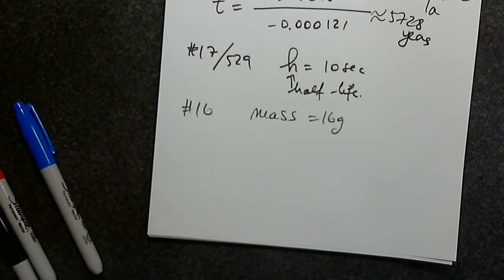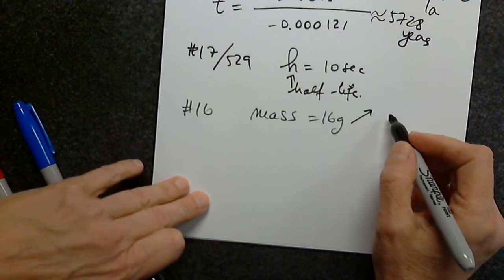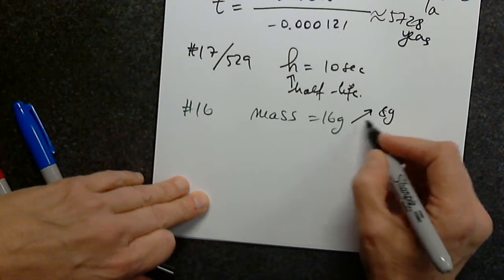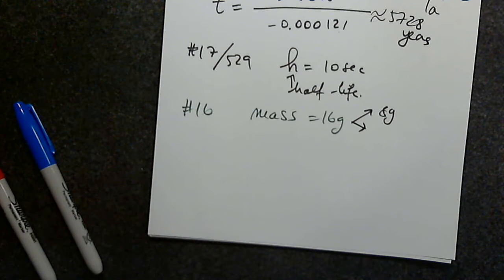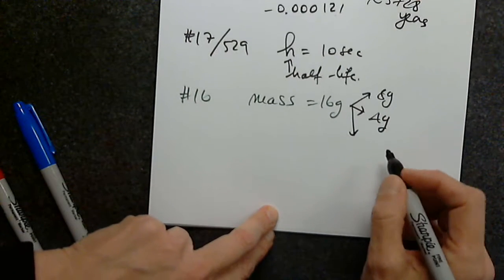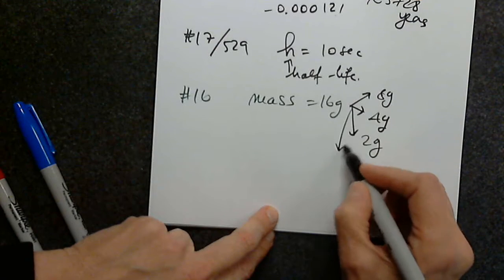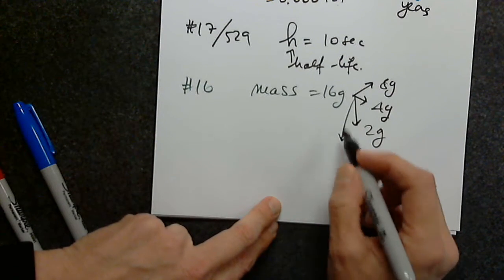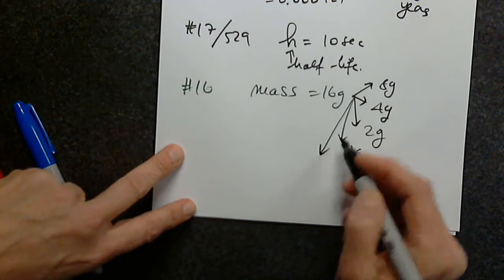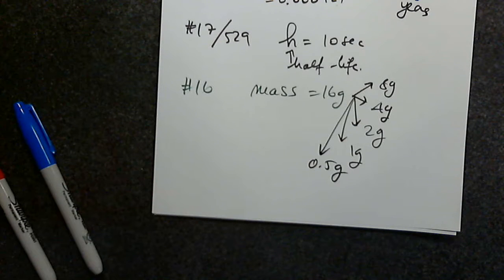Okay, so it says we start with 16, and they're asking us to find out how many grams are present after 10 seconds. So after 10 seconds, how many are present? Very good. After 10 more seconds, how many? After 10 more seconds, how many? After 10 more seconds, how many? And they want 1, 2, 3, 4, one more. Yes. Very good. So that's the idea.